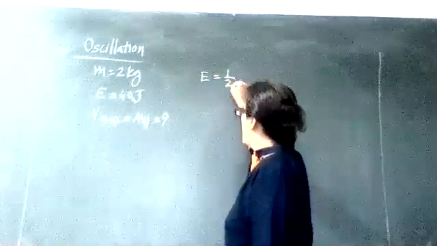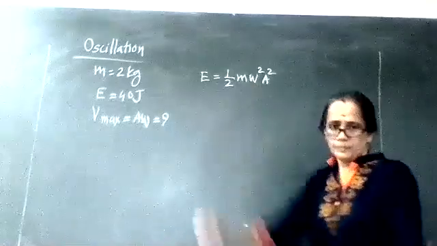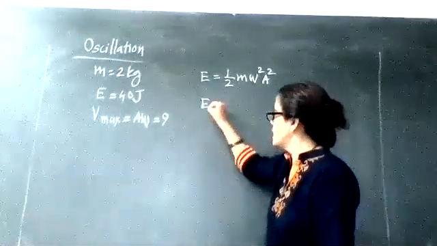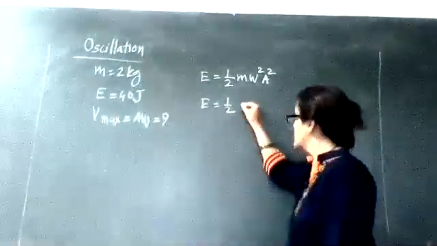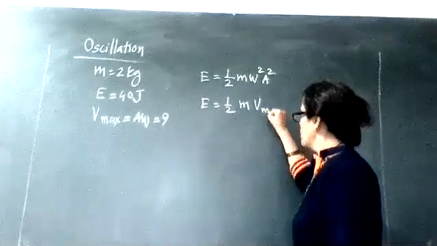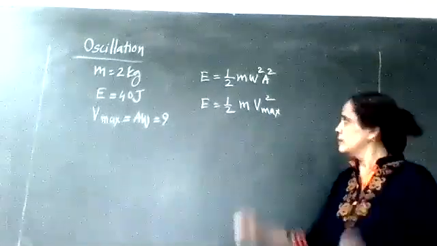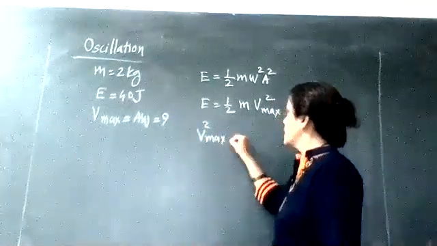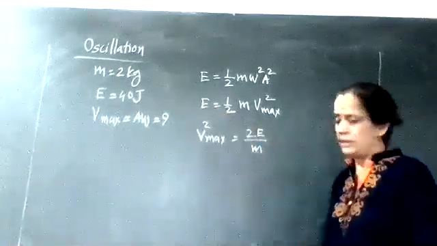Energy is equal to half m omega square A square. Instead of this omega square A square, I can put here V max square, so it is half m V max square. Clear? So I'll write down the formula. V max square is equal to 2E upon m, by cross multiplying.